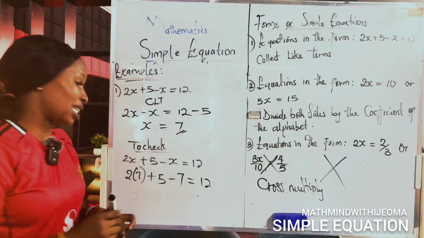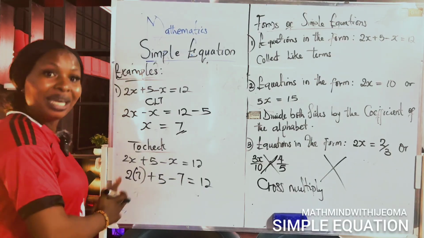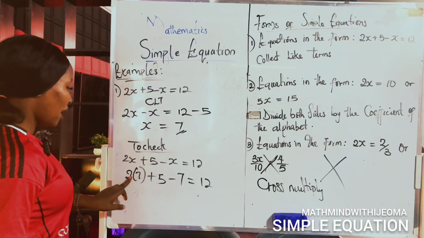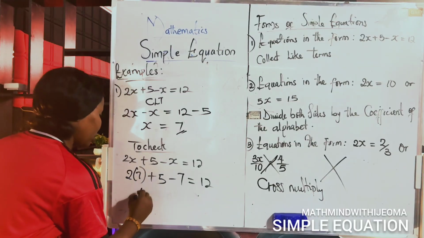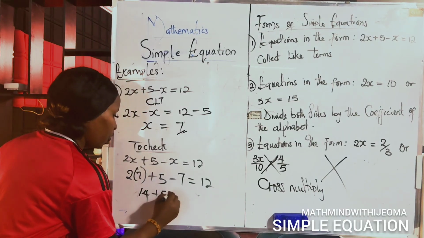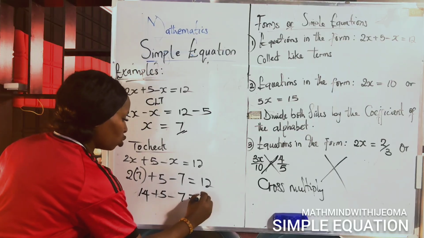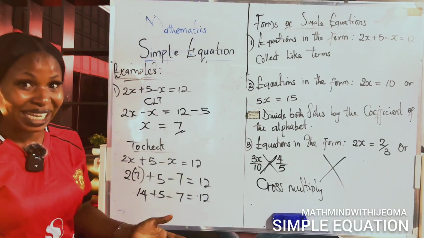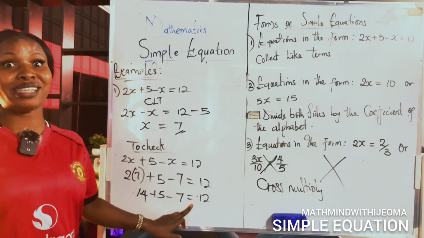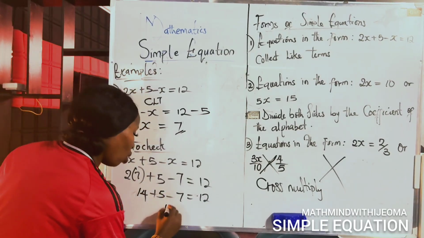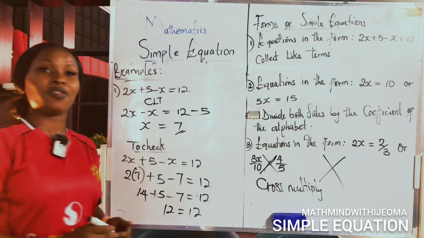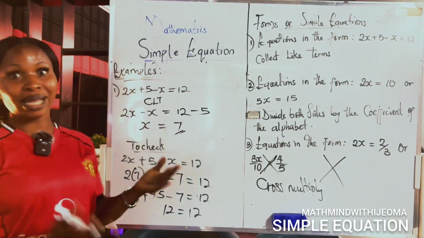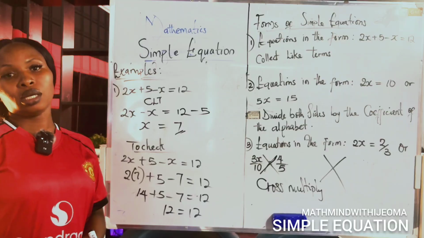Now, it means that when you sort out whatever is here, it will give you the same 12 that we have here. Let's try it out. So 2 times 7 is 14. 14 plus 5 minus 7 equal to 12. So 14 plus 5 is what? 19. 19 minus 7 will give us what? 12, equal to 12. So that means the equation is correct and our result for x is correct. That's how to check.